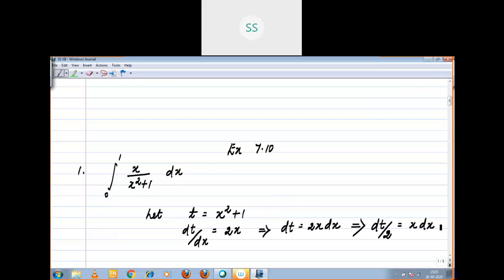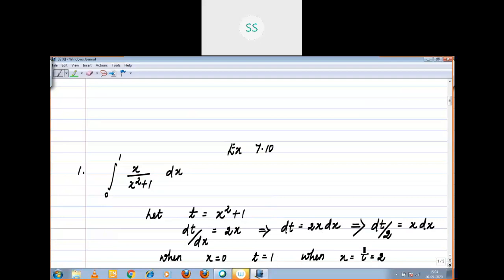First you are checking whether the given integrand is integrated directly or not. If not, you have to adapt substitution. While adapting substitution, you have to be very careful. You have to change the limit also. Right? Now, when x is equal to 0, t is equal to 1. When x is equal to 1, t is equal to 2. Because in the place of x, if you substitute 0, you will get it as 1. In the place of x, if you substitute 1, 1 square as 1, 1 plus 1, 2.